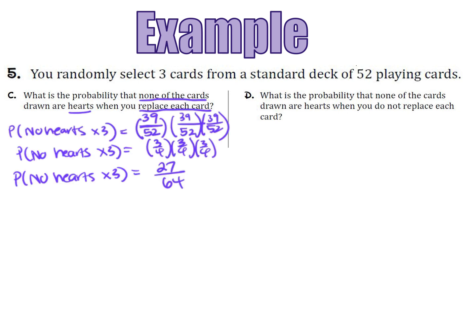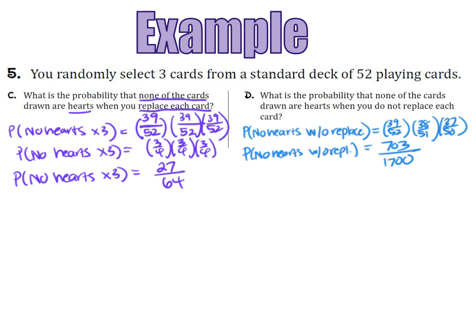So hopefully you had time to at least work through part C, the probability of not having any hearts. Well, there's 13 hearts, so there's 39 cards that aren't a heart, 39 out of 52, and you're going to multiply that by itself 3 times since we're replacing on part C, and that probability is going to be 27 out of 64. And for part D, if we are not replacing, both our numerators are going to go down by 1 each time, as are our denominators, and then our final answer is going to be here.